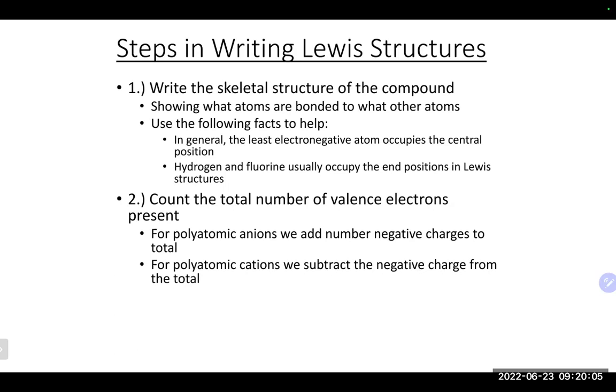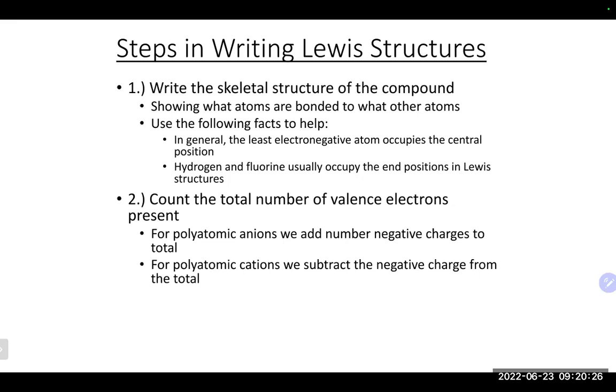Probably the most important thing when you do a Lewis structure is the next part, and that is to count up the total number of valence electrons there are. That is in the entire compound, the total number of valence electrons. Now, if you happen to be drawing something that's an ion that has a charge, you do need to adjust your total count so you have the right number of electrons.